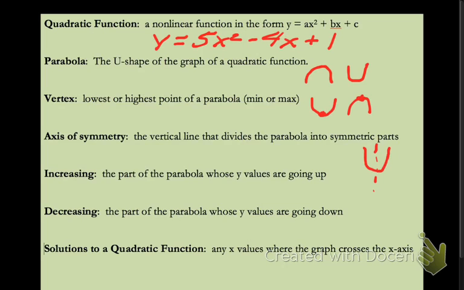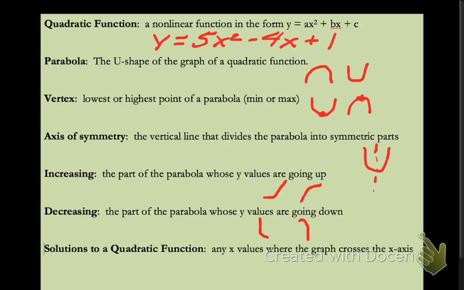We say a parabola is increasing when its y values are going up. Hence, it would be this part of the parabola. Or, if it looked like this, it could be that shape of the parabola. The decreasing part is the other half of the U. It's where the y values are going down.